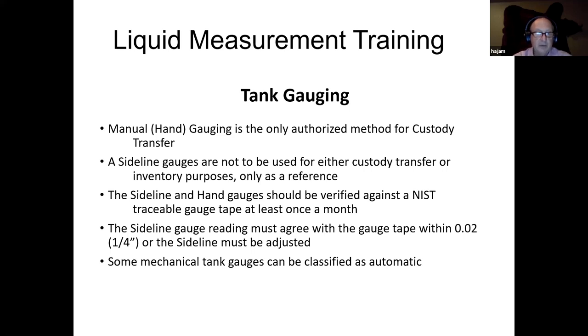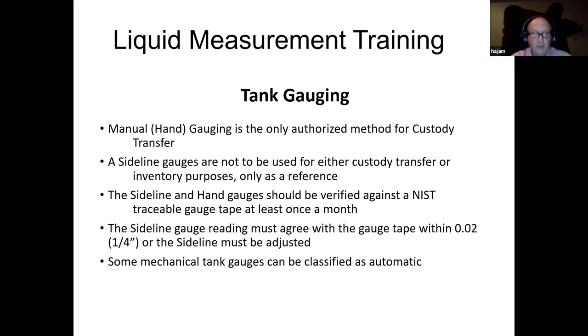Also, the hand lines, sideline hand gauges should be verified. I have NIST here. That's a U.S. certification metrology type lab. It's traceable. And we verify those at least once a month. I know that sounds a little bit onerous, but we have a certified tape that we lay down beside the gauging tape and verify the two, and that the gauging tape has not changed against the certified tape, especially when it comes to custody transfer.